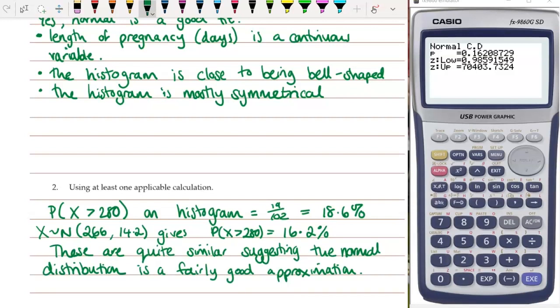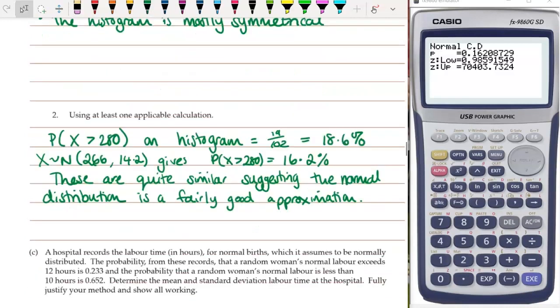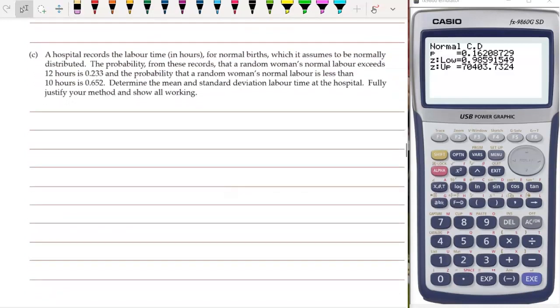And we know approximations aren't going to be perfect, they are an approximation, so this is close enough statistically thinking about this. Okay, part C, we've got hospital record time. The hospital records labour time for these normal births, which it assumes to be normally distributed.